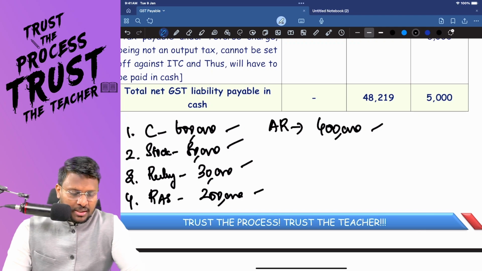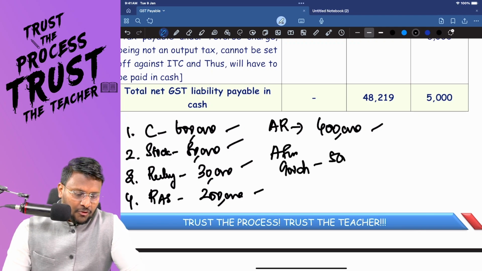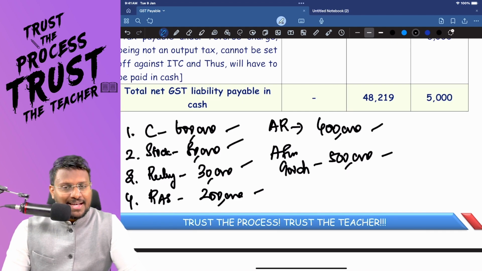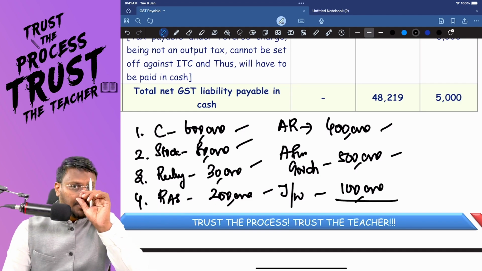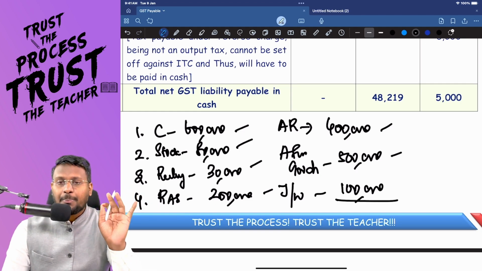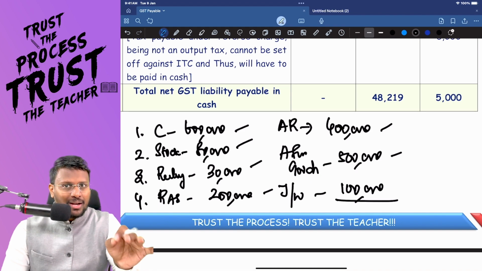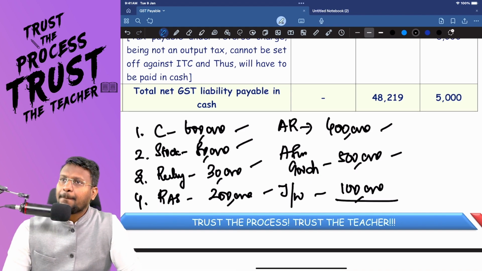That means advances for goods, how many lakh? 5 lakh. And for job work sale, how many lakh? 1 lakh. That is also your outward supply. It will not be treated as a supply of the job worker. It will be treated as a supply of the principal. So you tell me, what is the total turnover?